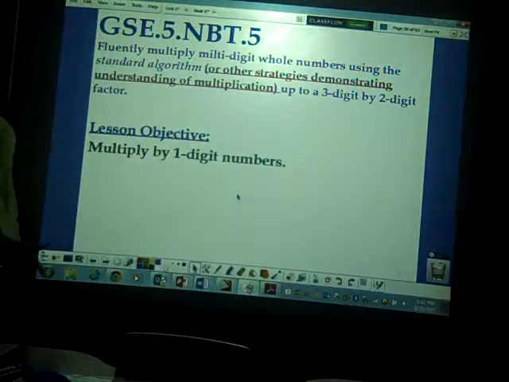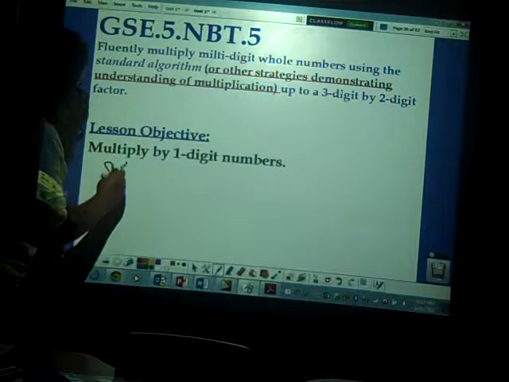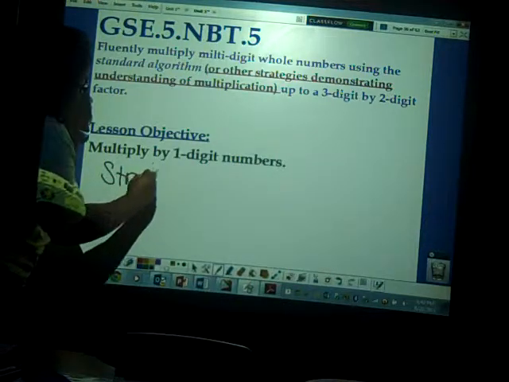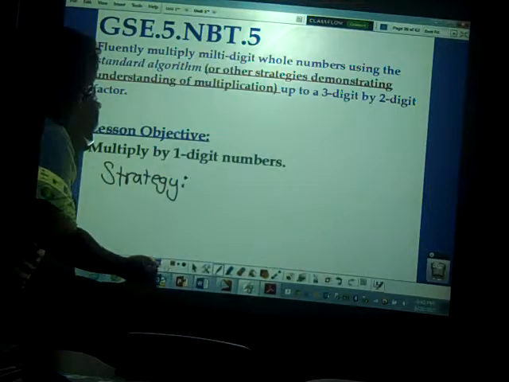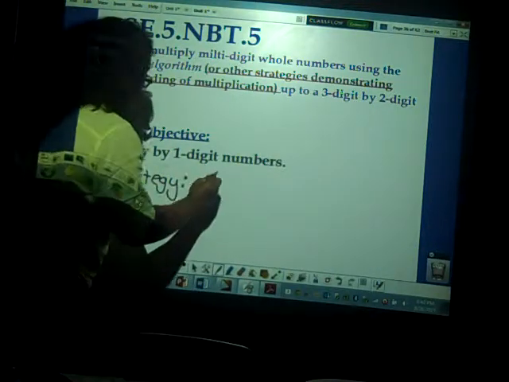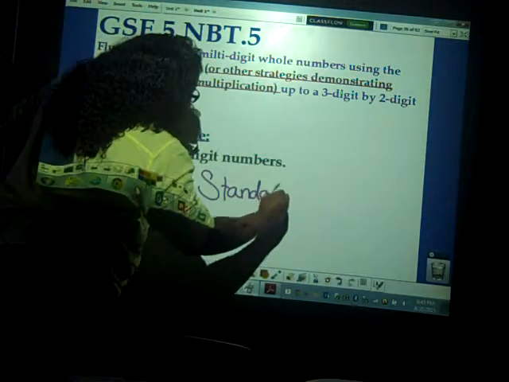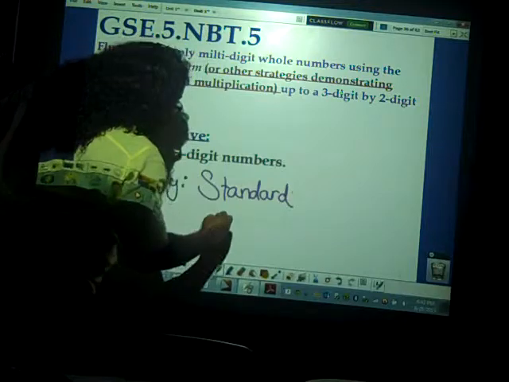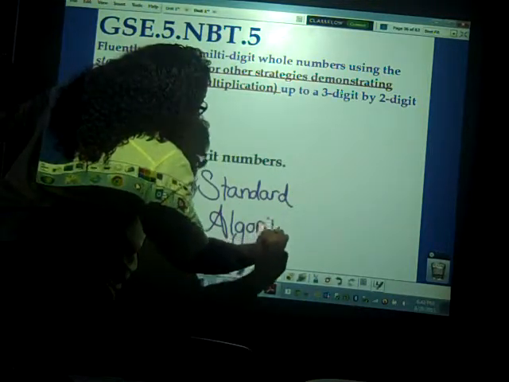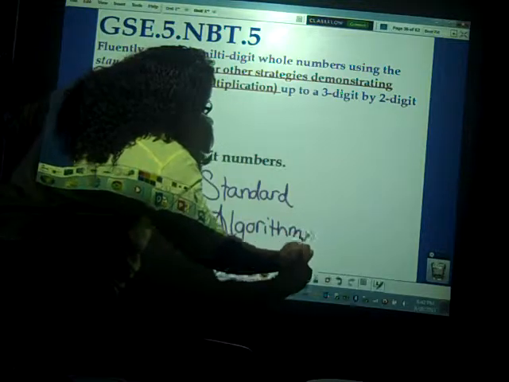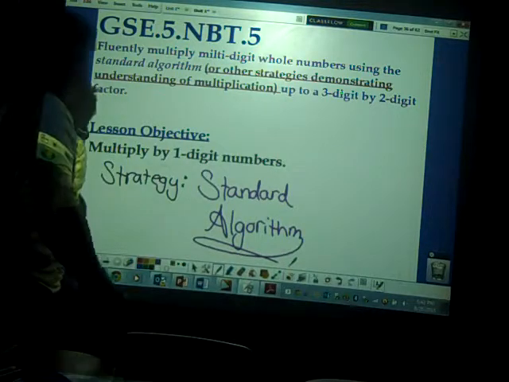So we're going to focus on the strategy. Mom, Dad, wait for it. Standard algorithm. Yeah! It's going to be awesome, I promise.